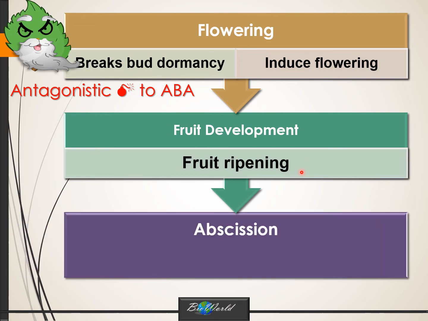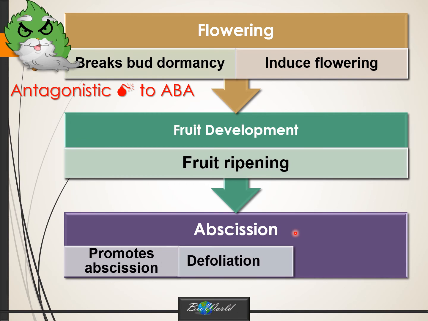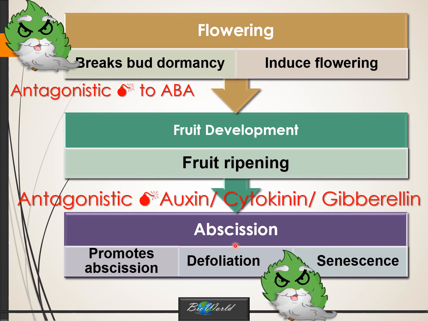The third is of course abscission. We've learned about it. So you find ethane promotes abscission. Defoliation. Defoliation means the falling of leaves. Foliage. Foliage is leaf. So defoliation is the falling of leaf. And of course the aging process, that is senescence. So here ethane functions the same way as abscisic acid. But of course it is antagonistic with all the young hormones, that is auxin, cytokinin and gibberellin.